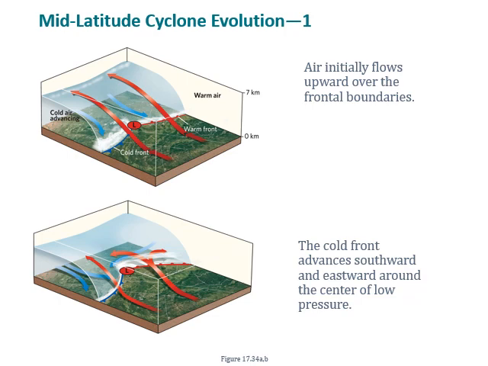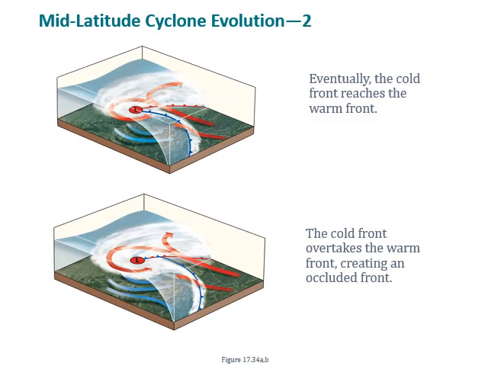In the second diagram, the cold front advances southward and eastward around the center of low pressure. So in this case, one of the cold fronts is starting to advance in an anti-clockwise rotation around the low pressure center. At time 3, the cold front reaches the warm front because cold fronts move faster than warm fronts. And then at time 4, the cold front overtakes the warm front, which creates the occluded front that we discussed at the beginning of this lecture.